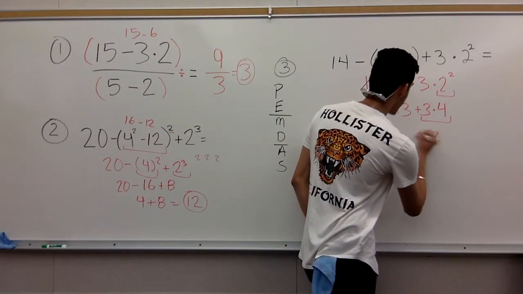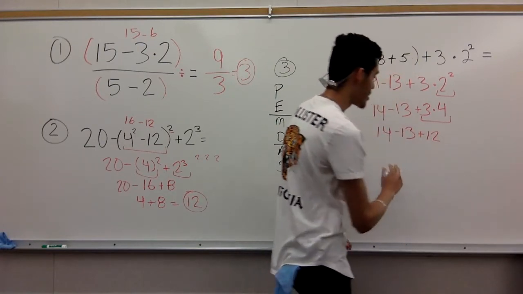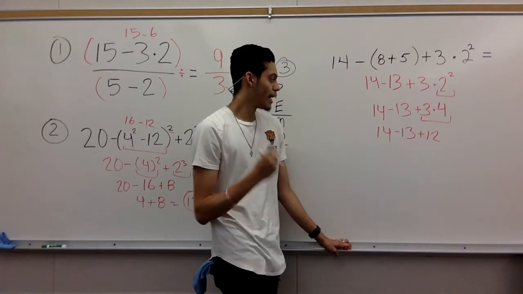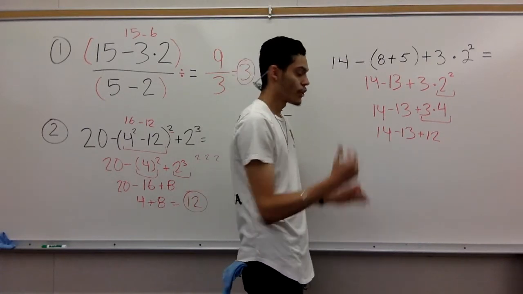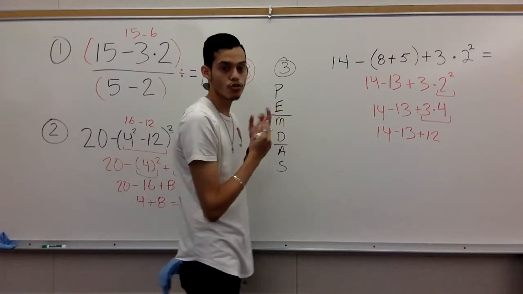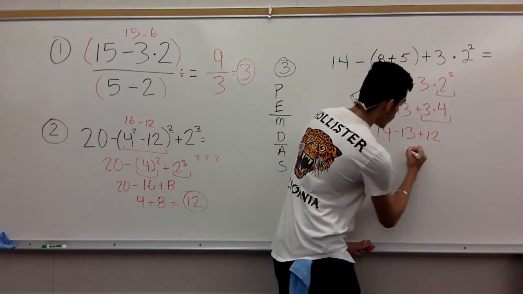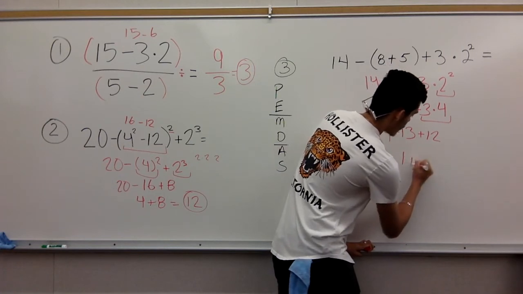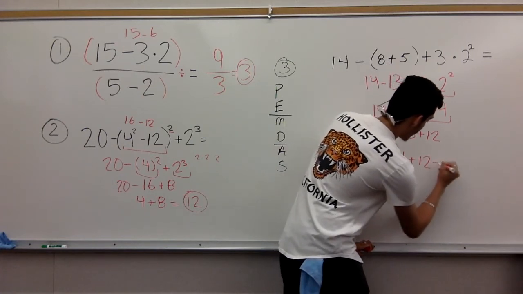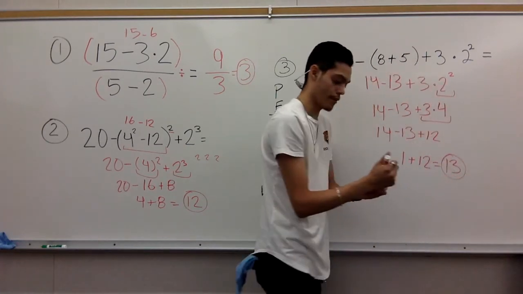Rewrite the rest of the problem. Now, do we have any more multiplication or division present? No. We only have addition and subtraction left. Remember, they're on the same level. They're a pair. Now you're just working from left to right. 14 minus 13 gives you 1. And then you add the 12 finally, and you get the final answer. 1 plus 12 gives you the final answer of 13.